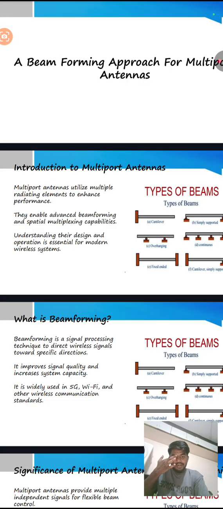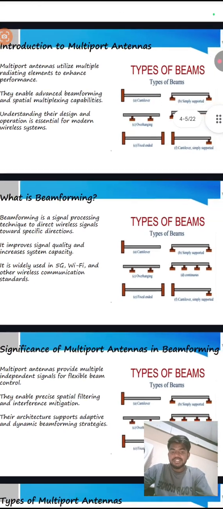What is beamforming? Beamforming is a signal processing technique to direct wireless signals towards specific directions. It improves signal quality and increases system capacity. It is widely used in 5G, Wi-Fi and other wireless communication standards.